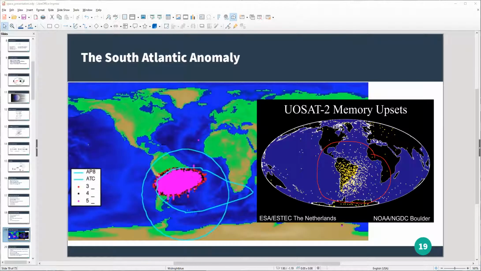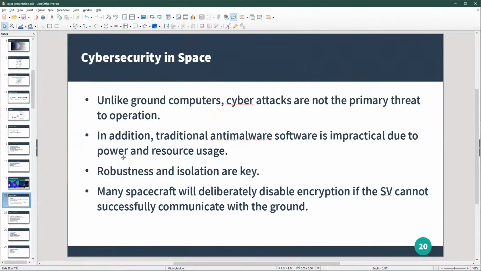And you can't go up there and fix it, right? You can't go up into space and be like, oh well, my spacecraft is now defunct. What am I going to do? So unlike ground computers, cyber attacks are not the primary threat to operation, right? You have all this other stuff going on.